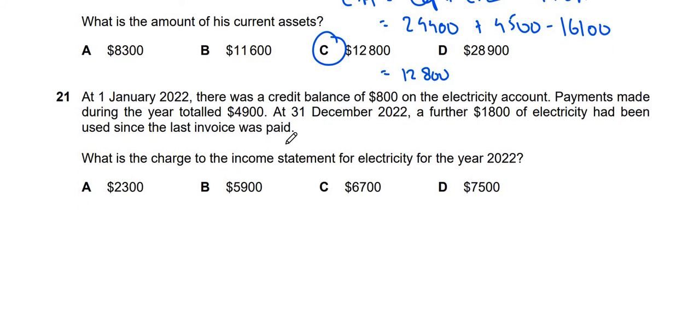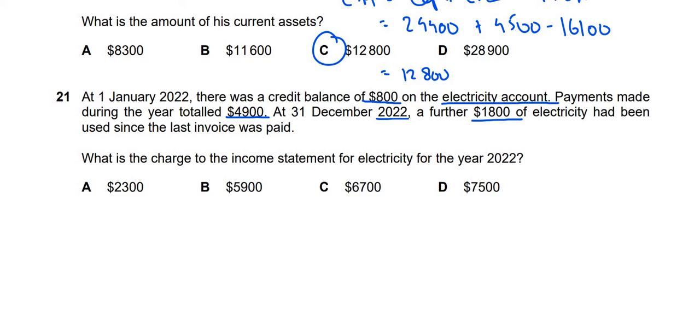Question 21. At 1st January 2022, there was a credit balance of 800 on the electricity account. Alright, credit balance. Payment made during the year totaled 4,900. At 31st December 2022, a further 1,800 of electricity had been used since the last invoice was paid. What is the charge to the income statement for the electricity of the year?